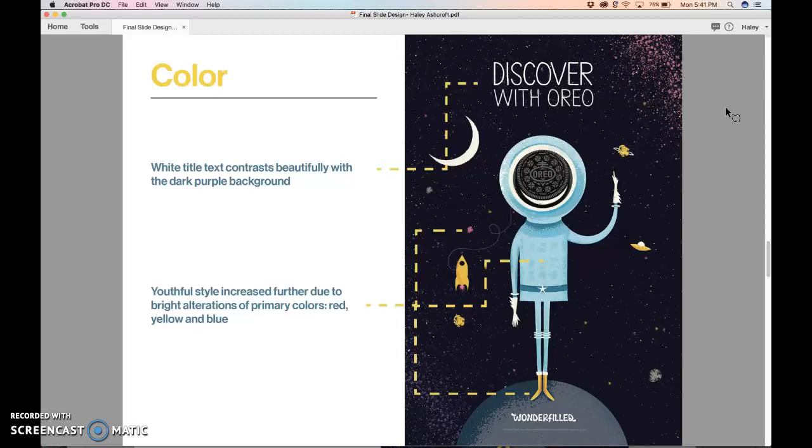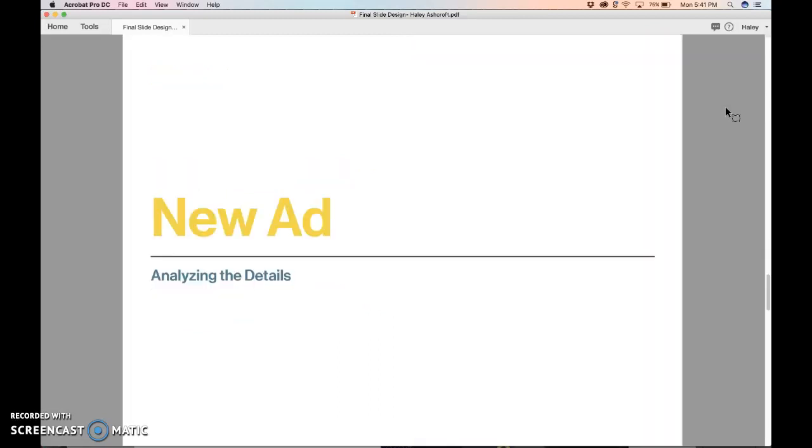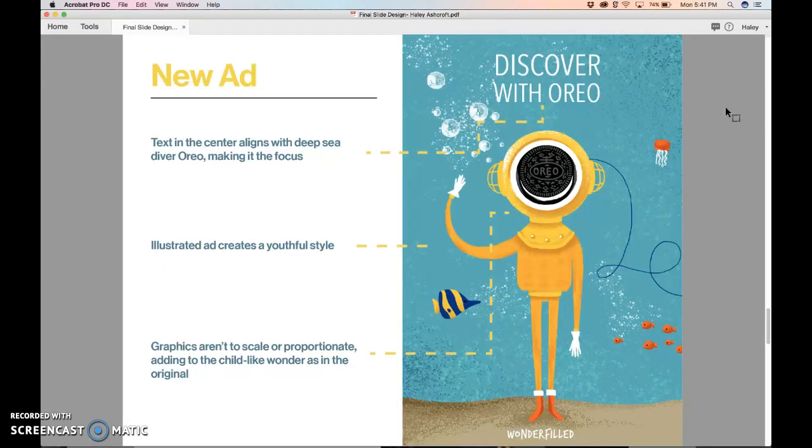Now that we understand what makes this ad so effective, it was my job to come up with an advertisement that fit within the same ad campaign and use some of the same strategies. So this is the ad that I came up with. The text and the image are also center aligned just like the original. Whoever sees this will immediately know that Oreo cookies are the center focus. This ad is illustrated to add to the youthful style, and the graphics are not proportionate. The head on this deep sea diver, who's kind of discovering the ocean floor, is not to scale. His head is much larger than his body, similar to the original, where we had the astronaut's head. It was much bigger than its body.